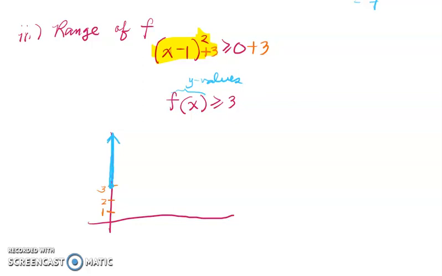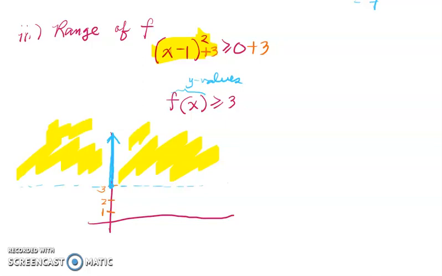Ibig sabihin, yung graph ng function natin, if you draw the horizontal line dito sa 3, yung graph ng function natin ay makikita mo lang dito sa taas ng 3, somewhere here. So kung nakita nyo kanina, yung graph ng function natin ay sa parabola, no? Na nandito. Alright?